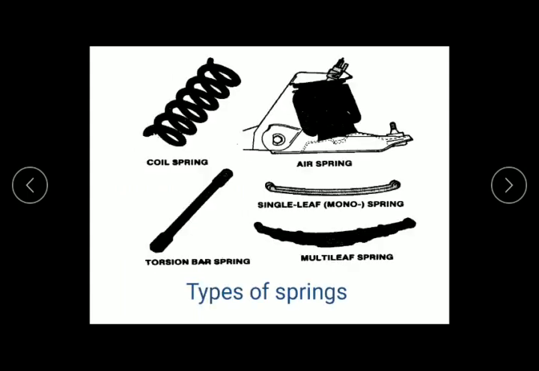The figure shows different types of springs used in the suspension system in the automobile: coil springs, air spring, single leaf spring, torsion bar, multi-leaf springs. These are the springs we can use in the suspension system to absorb the shocks.